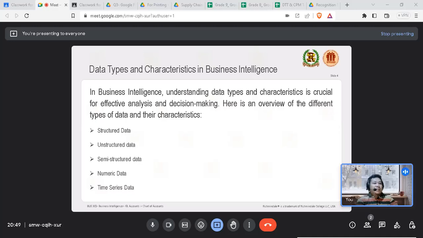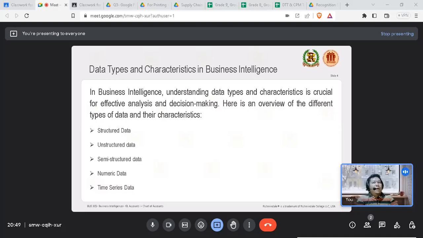Using techniques like moving averages, exponential smoothing, or what they call ARIMA models. ARIMA stands for auto-regressive integrated moving average. That is ARIMA.